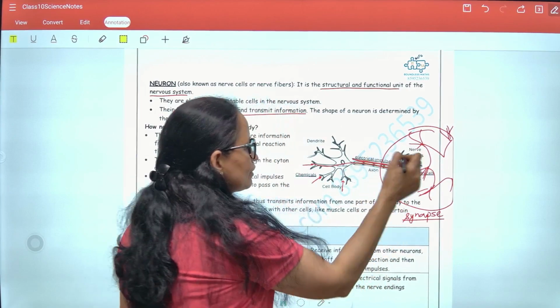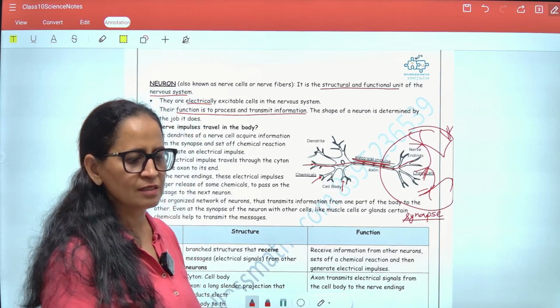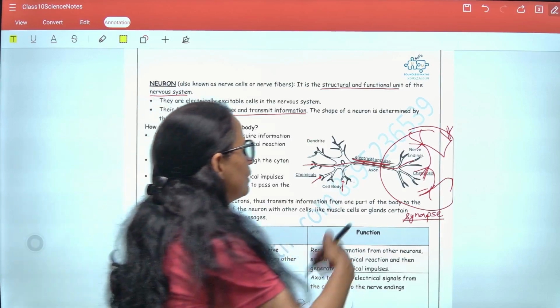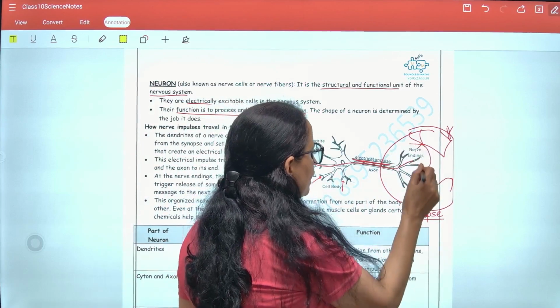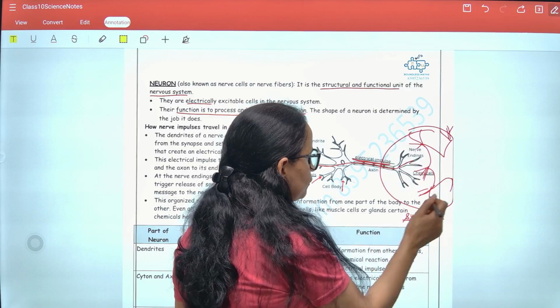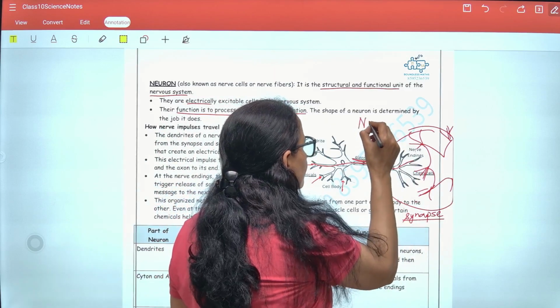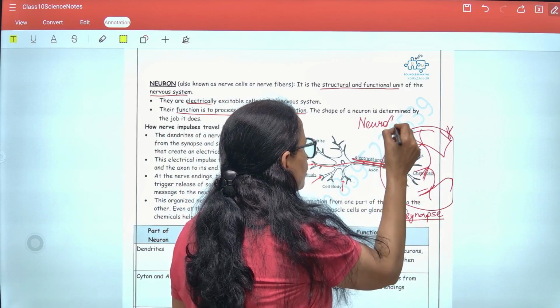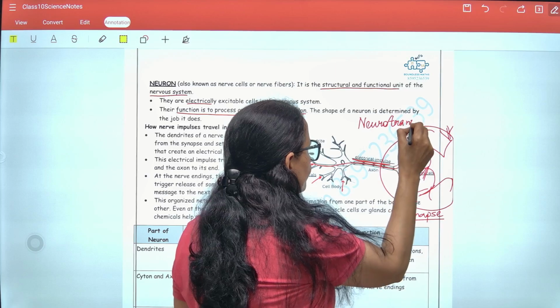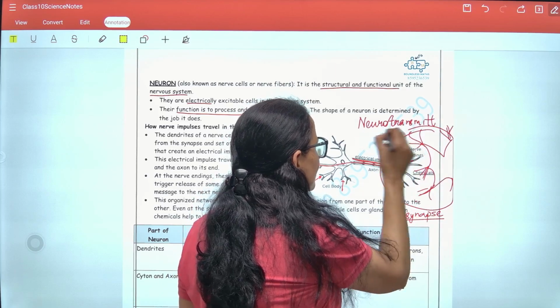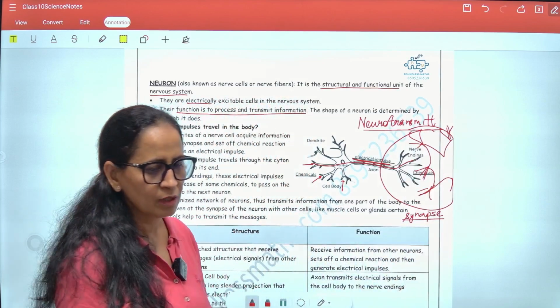Now once these electrical impulses reach the nerve endings, they are again converted back into chemicals, and these chemicals are released in the synaptic fluid present at the synaptic junction. These chemicals are known as neurotransmitters. So across neurons, it is the neurotransmitters that help in exchange of information.